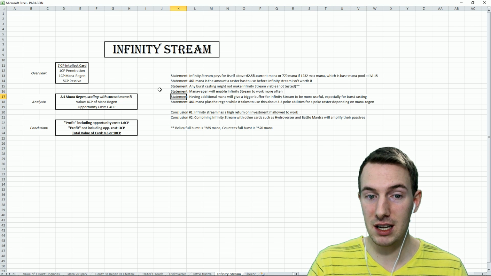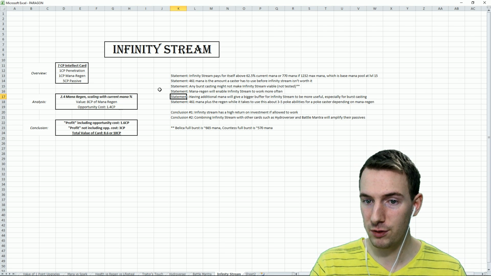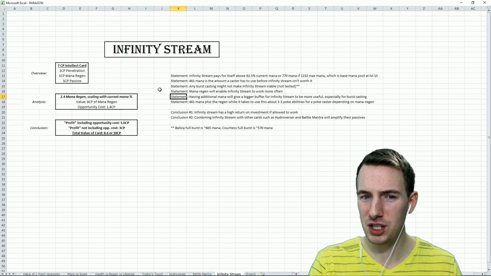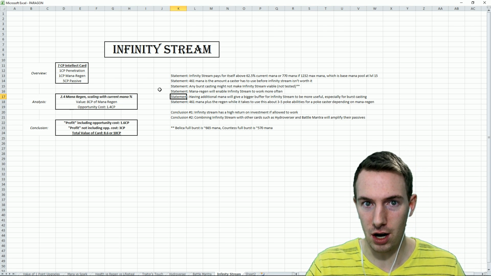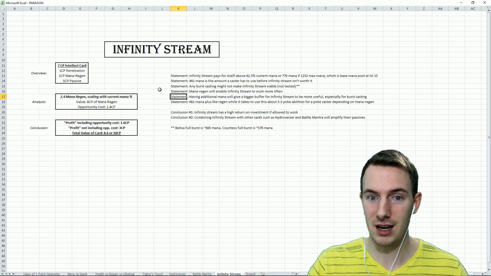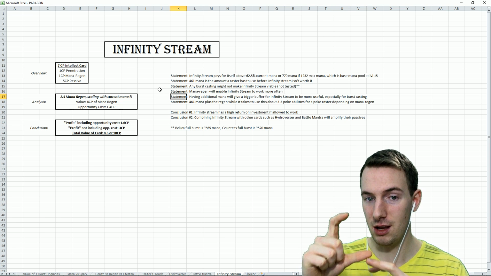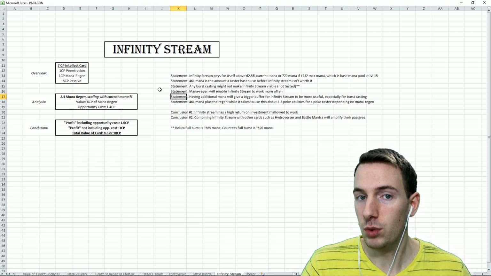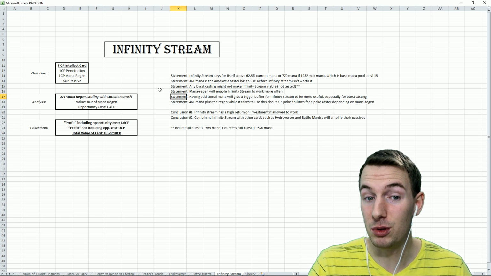The next statement: having additional mana will give a bigger buffer for Infinity Stream to be more useful, especially for burst casting. As I just explained, it's really hard. You're only going to get 37.5% of that value in that actual buffer, where Infinity Stream is useful, so mana regen will definitely be better. But the buffer will help more so with those burst casters.